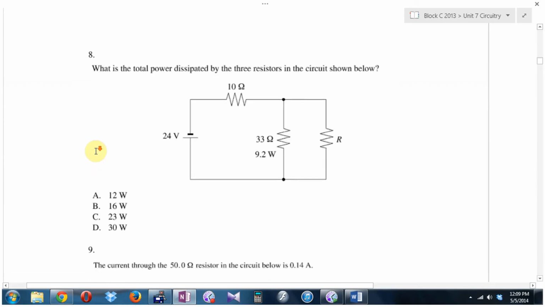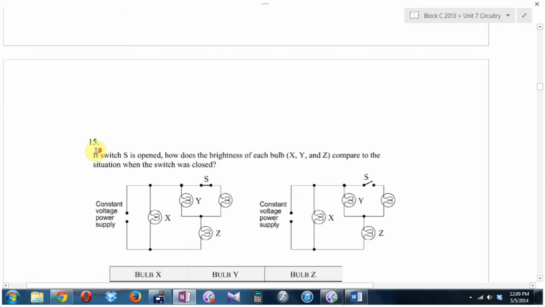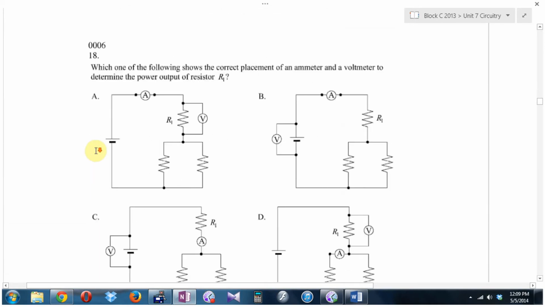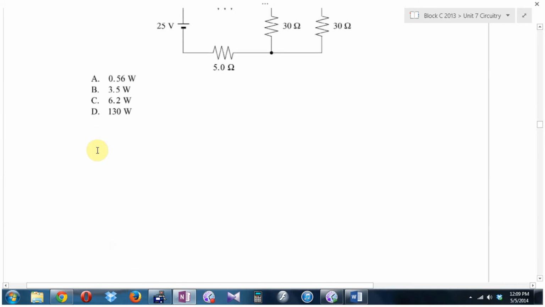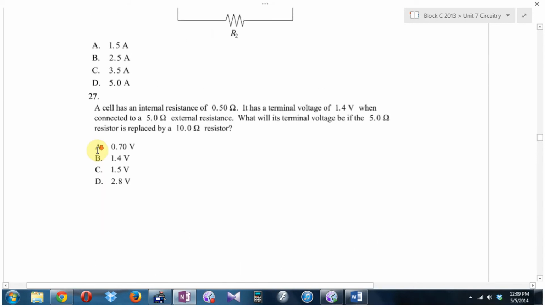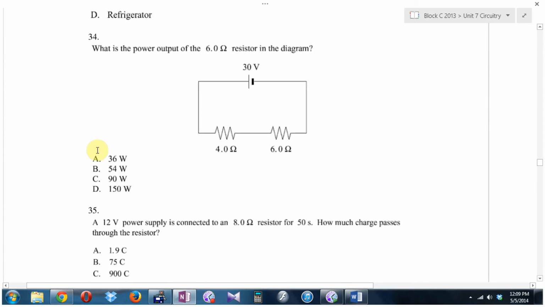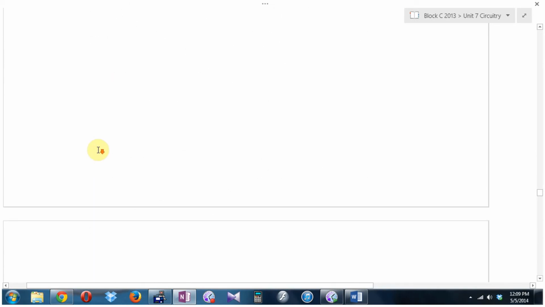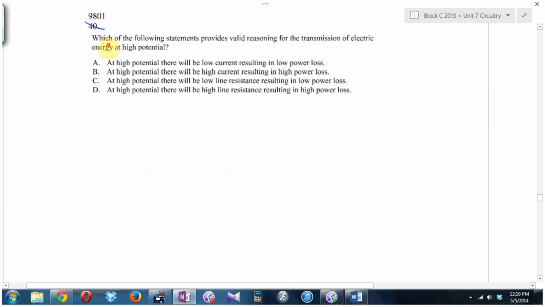Where is it, Mr. D? That's all good. Looking for the one that talks about power being shipped through power lines. We're going to look at that on a... Oh, did I miss it? No. That's good. Number 40, cross out number 40. I think that's it. 3 and 40.